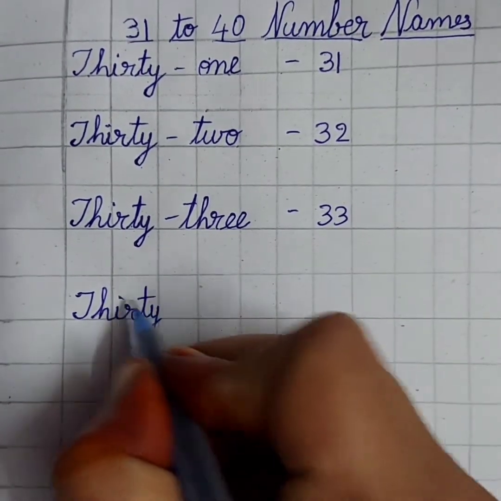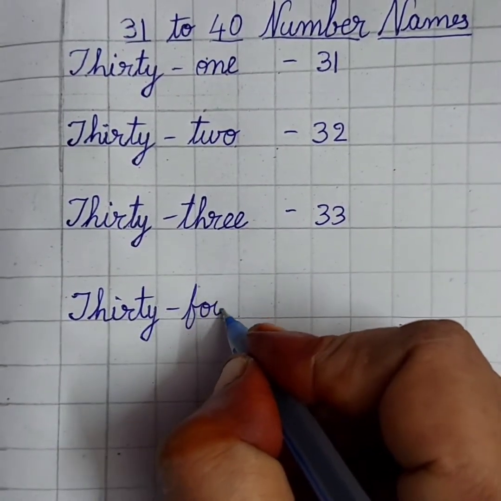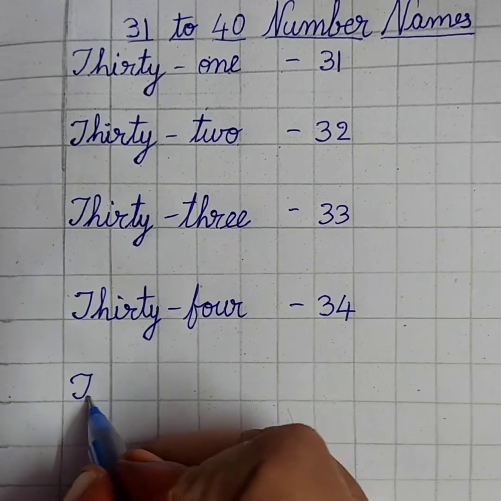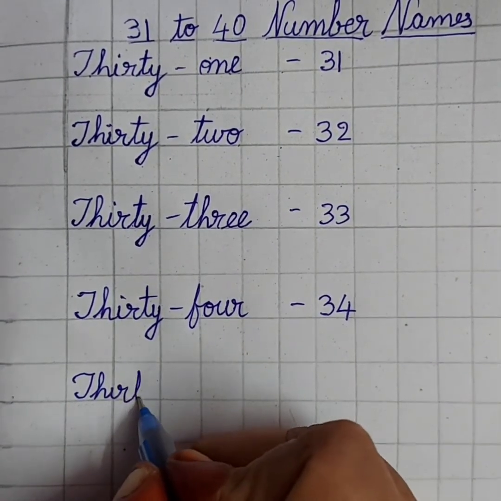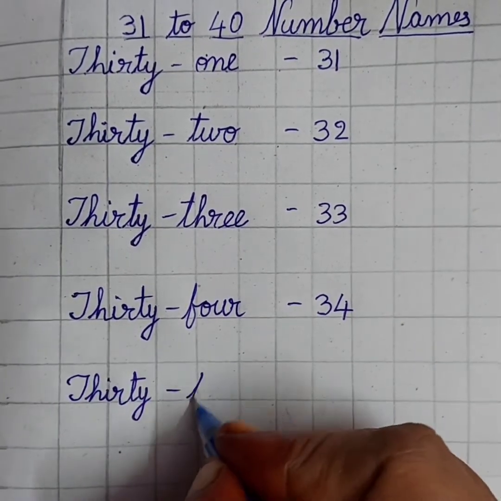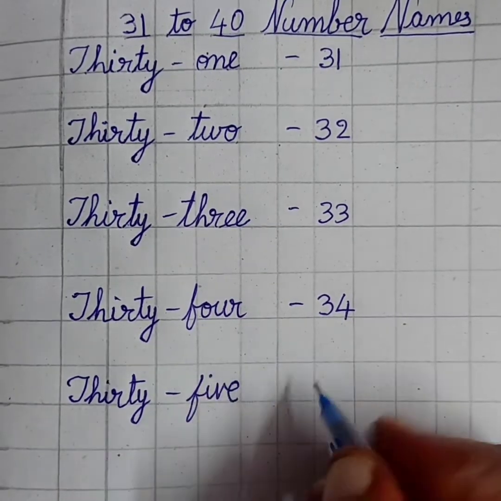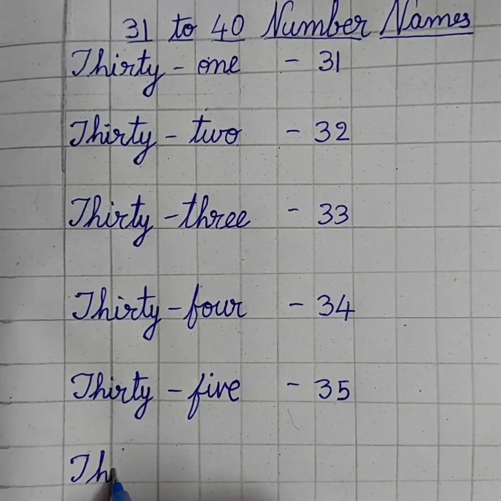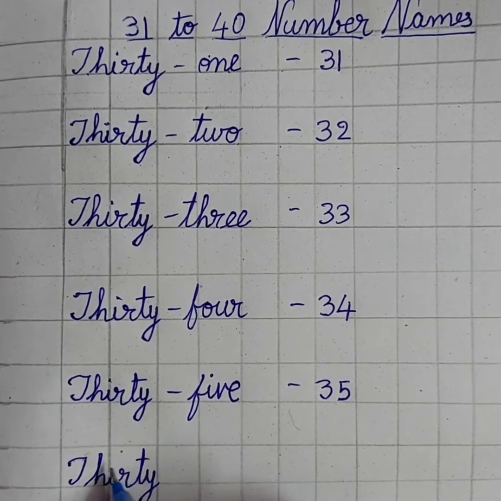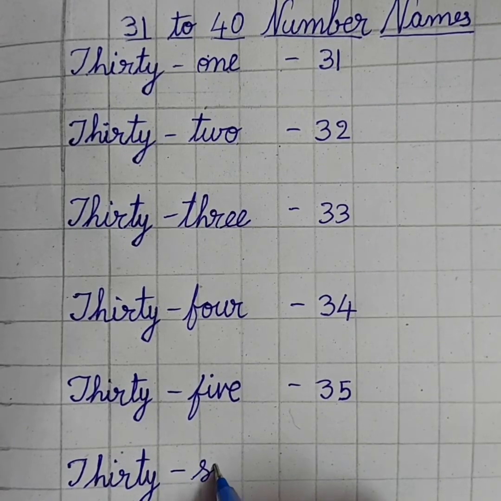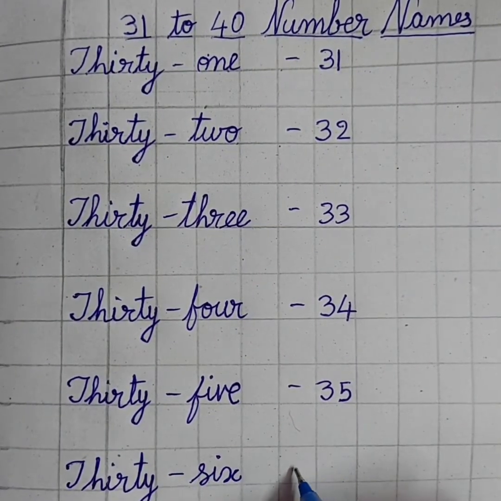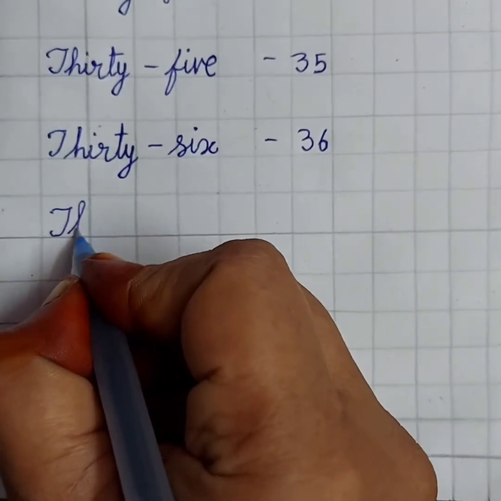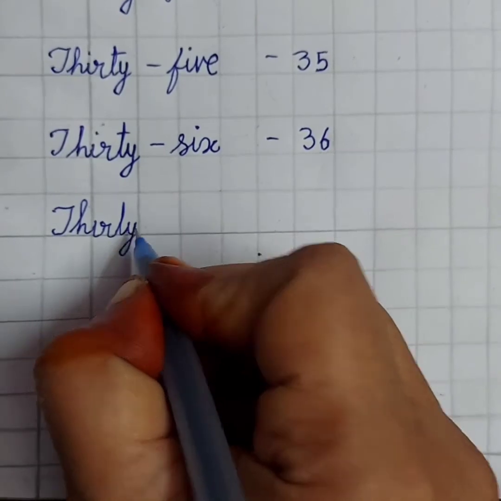THIRTY, 30. FOUR, 4. 34. THIRTY, 30. FIVE, 5. 35. THIRTY, 30. SIX, 6. 36. THIRTY, 30.